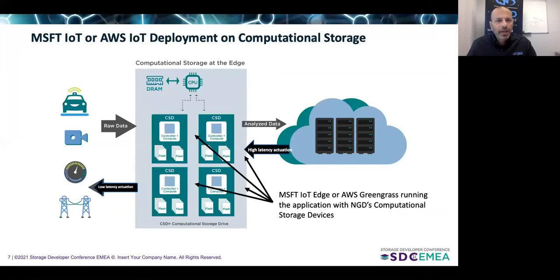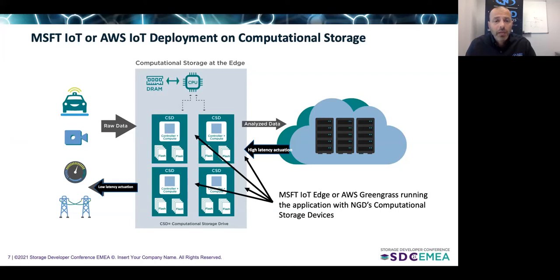Moving to some of the edge use cases. Edge compute is a growing market. Gartner predicts that a third of the world's data will be generated, saved, and processed at the edge by 2025. If you look at an edge compute infrastructure, on top of the memory and CPU, if instead of regular solid state drives you have CSDs, computational storage drives, each one of them can run locally either Microsoft Azure IoT Edge or AWS Greengrass.